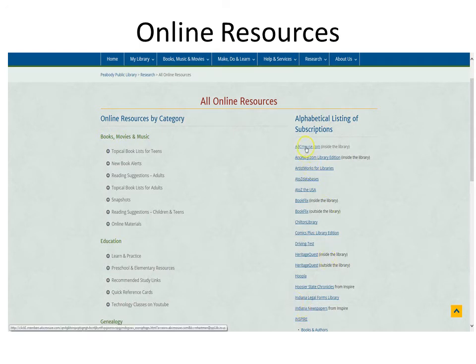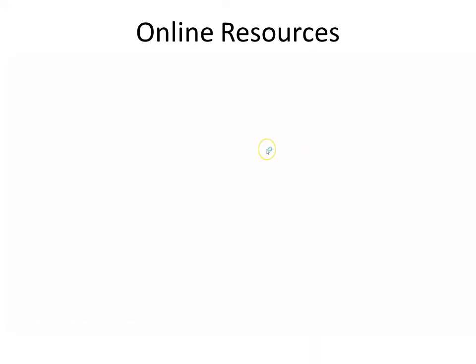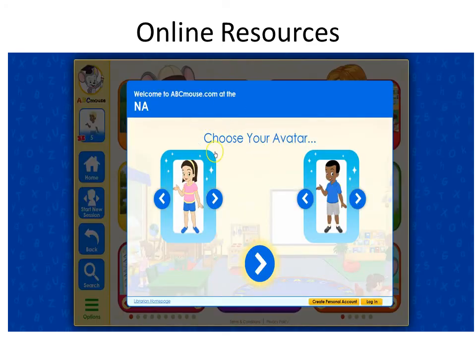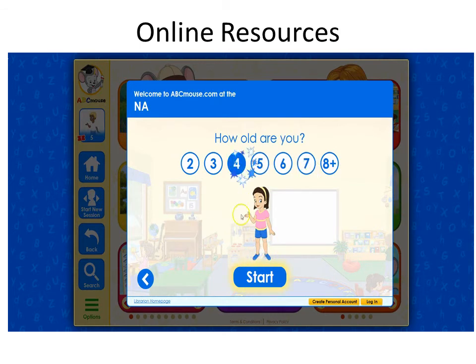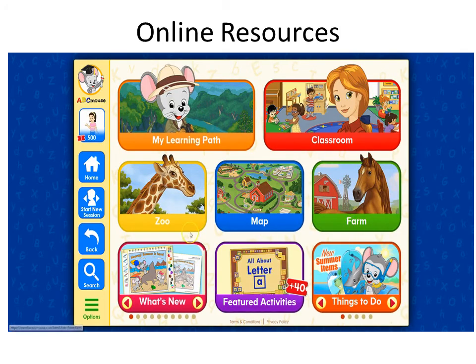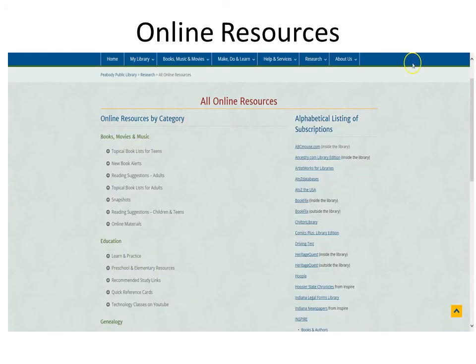We have abcmouse.com, and I do believe that I already briefly showed you what that looked like. That was for those kiddos to be able to get in there and choose an avatar, choose an age, and now everything's going to be geared towards a 4-year-old, and then you'd be able to go through some of these options that they give you.